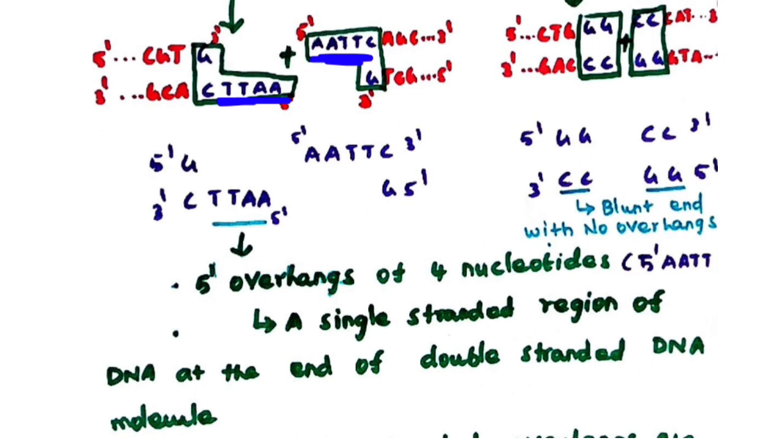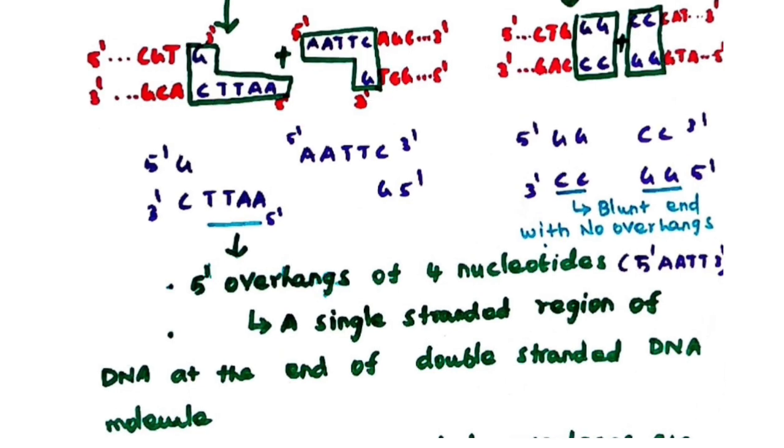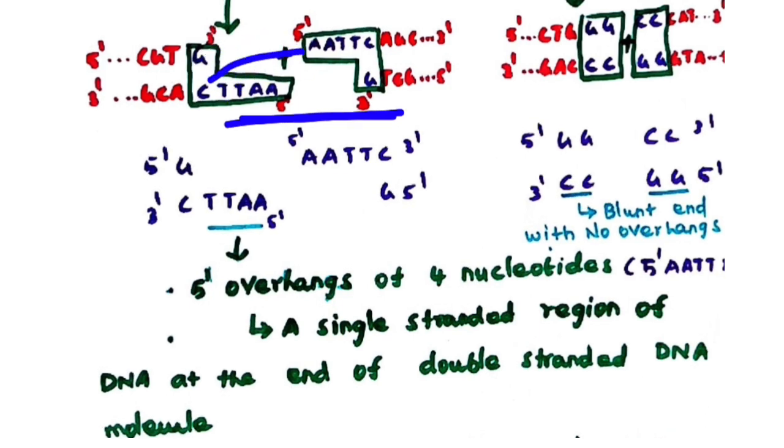Why? Because you can ligate these two fragments. You can join these two fragments by using the DNA ligase enzyme. So if you cut a DNA with a sticky end making restriction endonuclease, you can efficiently join those two fragments by using the enzyme DNA ligase. DNA ligase makes hydrogen bonds between these complementary bases.